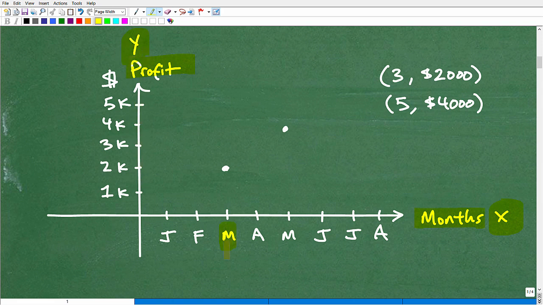So let's say in March, that would be month three, we made $2,000. So this corresponds to the point (3, 2000).